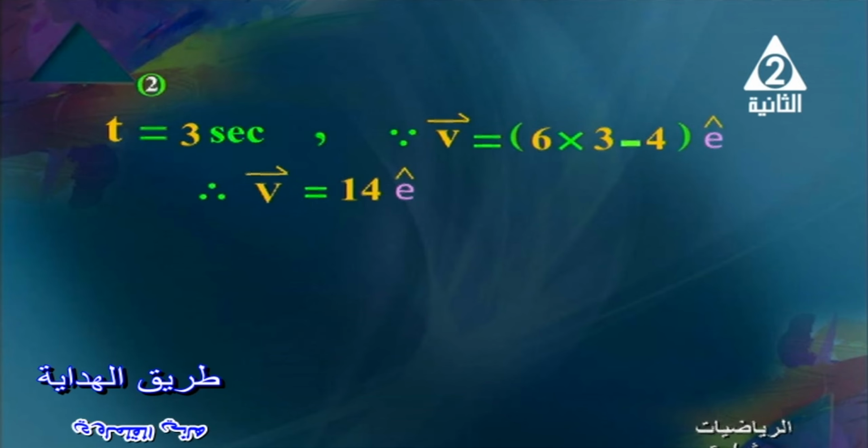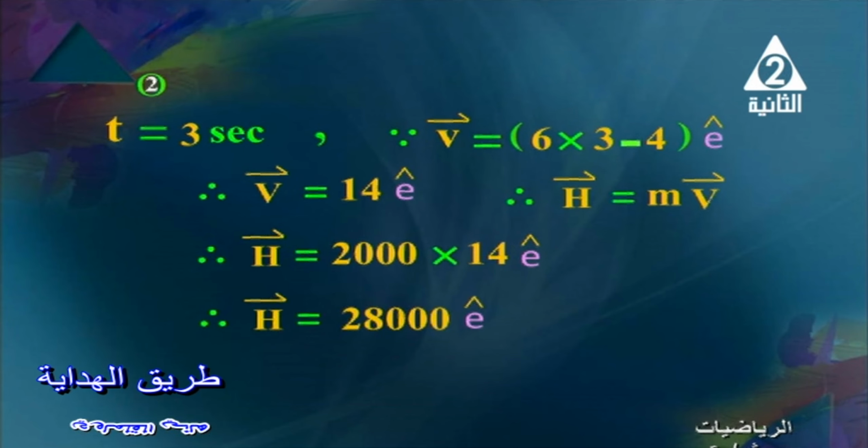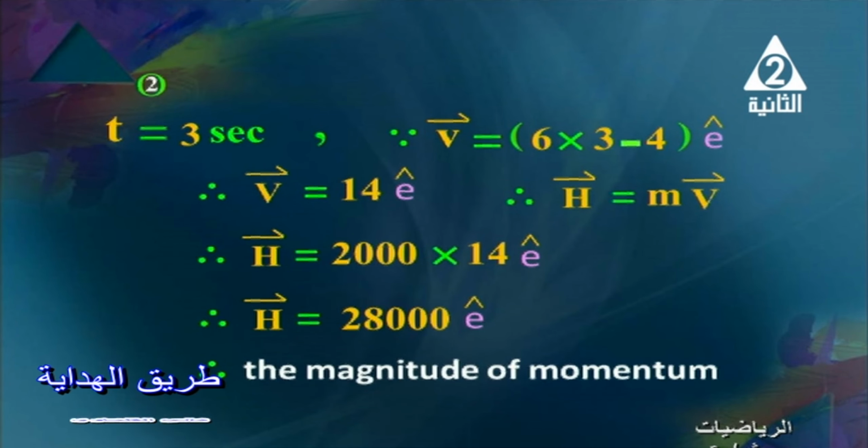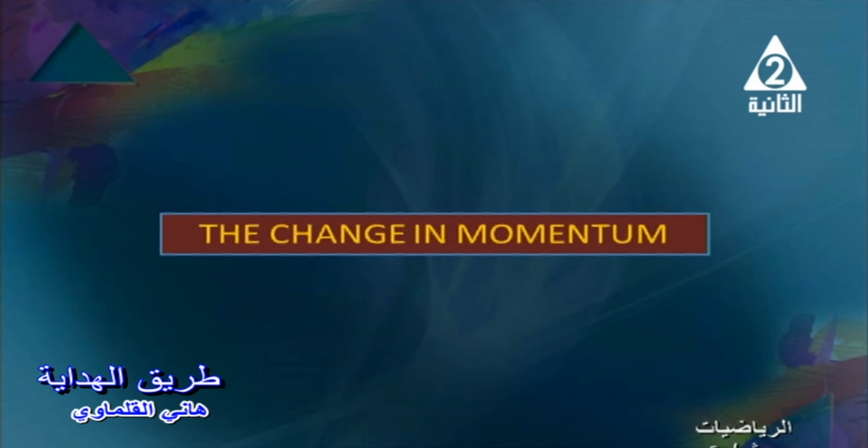Now, what is the momentum vector at this instant? Vector h equals m multiplied by vector v. Vector h equals 2000 times 14e, which is 28,000 in the direction of unit vector e. So the magnitude of the momentum in this instant equals what? Equals 28,000 kilogram meter per second. Dear students, we have a very important concept, the concept of the change in momentum.